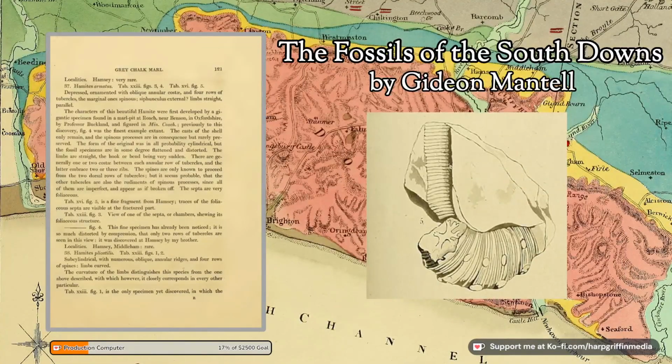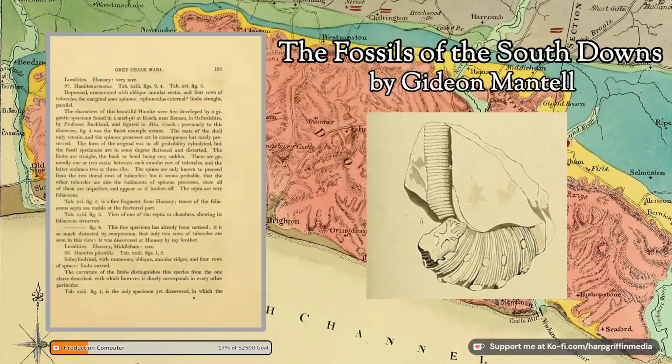37. Hamites armatus. Tablet 23, Figures 3, 4. Tablet 16, Figure 5. Depressed, ornamented with oblique annular costae, and 4 rows of tubercles, the marginal ones spinous, sphincter external, limbs straight, parallel.